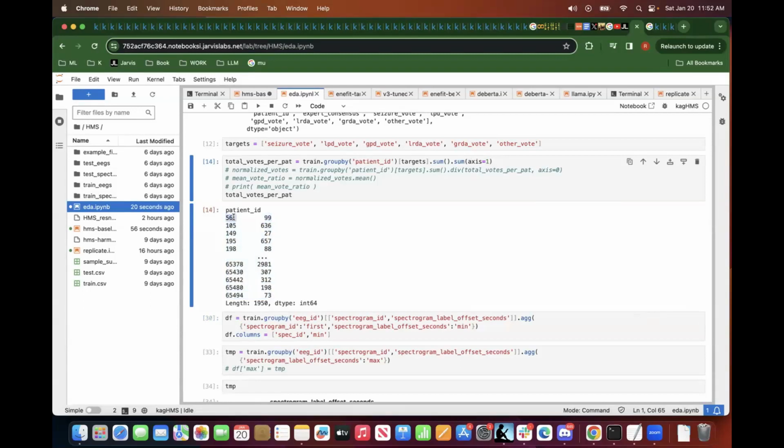So patient 56 got totally 99 votes across all the things, the seizure, blah, blah, blah, whatever, the LPD votes, GPD votes. Okay. So you will divide each of the targets by the 99 for that patient. So exactly. To get the fraction. Yep. So you get this. Got it. This was the first thing where we saw.